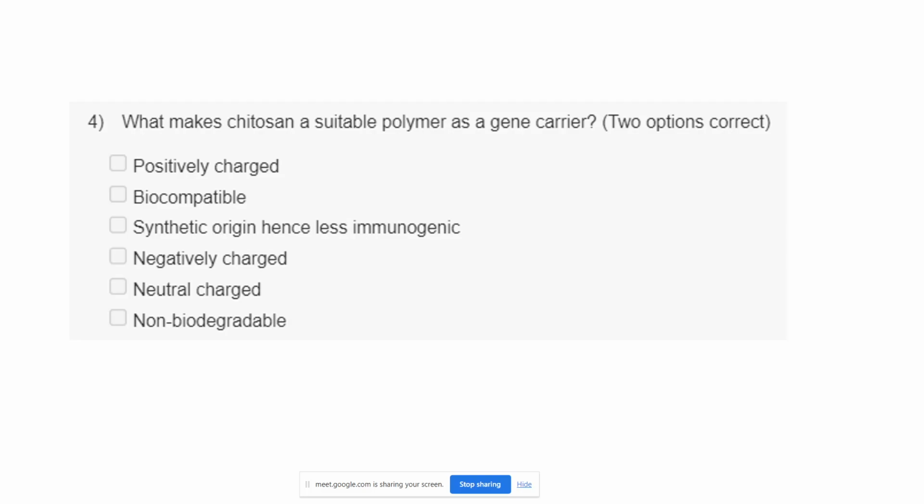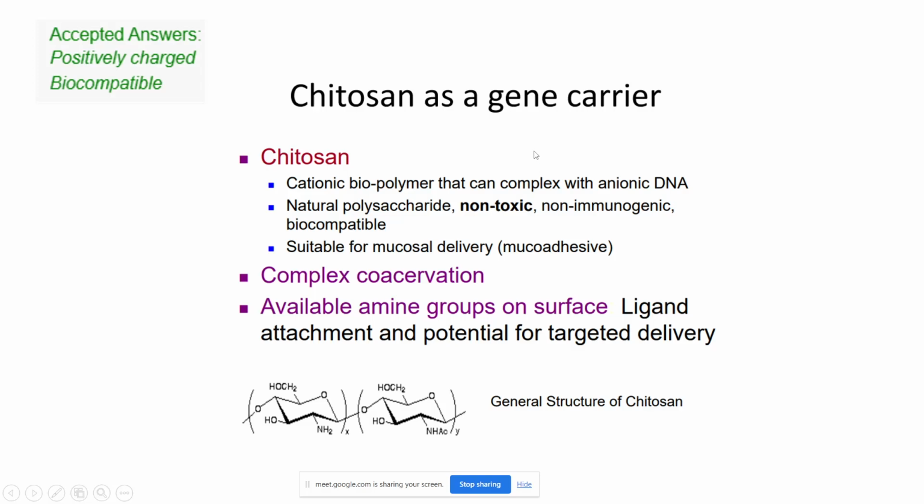Yes, option 1 and 2 are correct. What makes chitosan a suitable polymer? So chitosan is positively charged, so it can form a complex with the negatively charged DNA, and it is a natural polysaccharide, which makes it non-toxic, non-immunogenic, and biocompatible. And it is suitable for mucosal delivery as well. And the available amine groups on the surface help in ligand attachment, and it has potential for targeted delivery. So all these options make chitosan a gene carrier polymer.